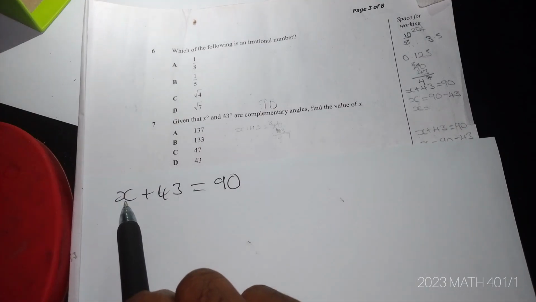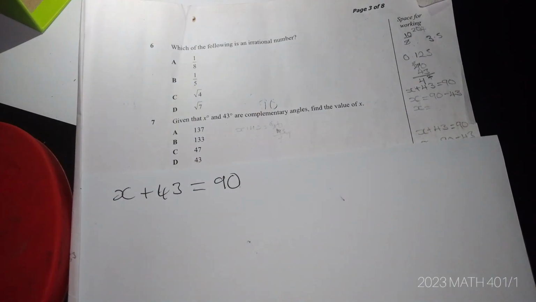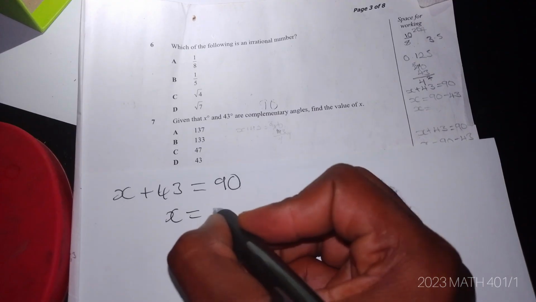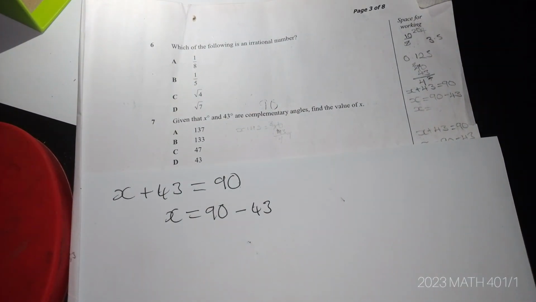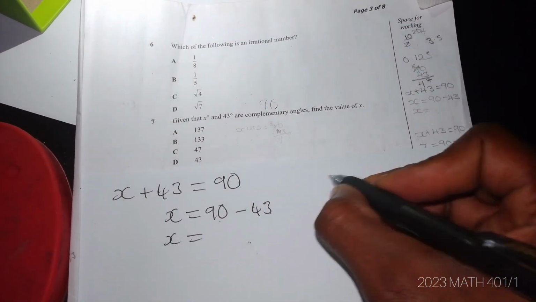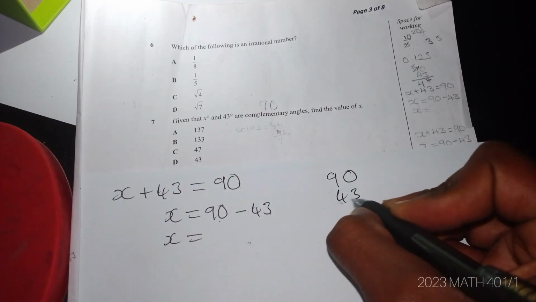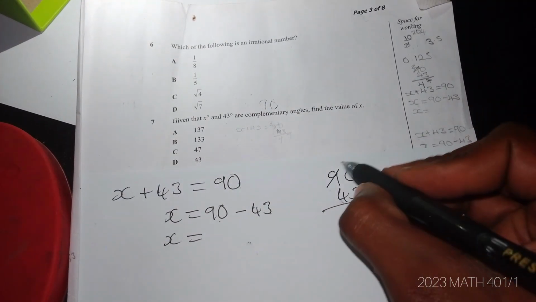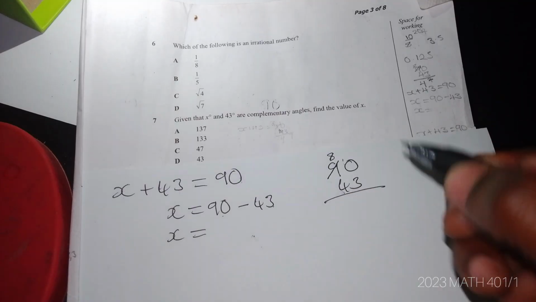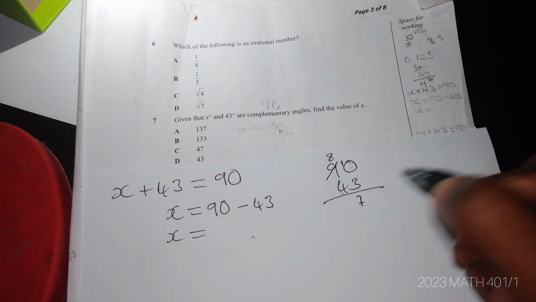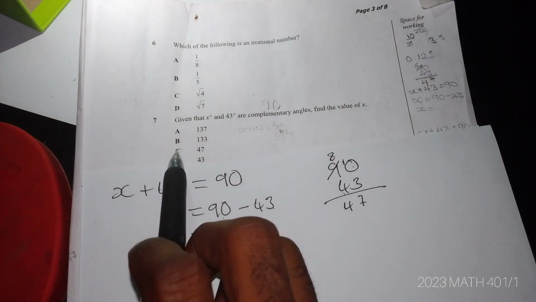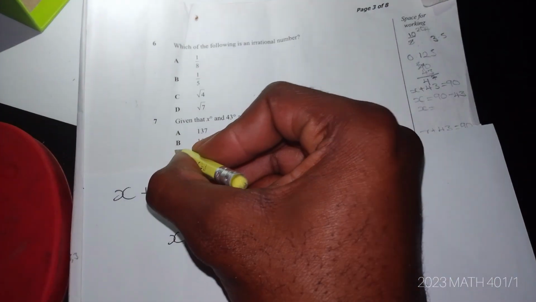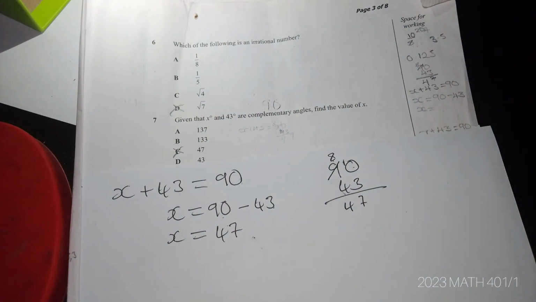So to solve for x, I can just collect the like terms and solve this equation. I can say x here, leave the 90 there, and take the 43 to the other side so that it's negative. Then x is equal to this minus this. We can do it like this for the sake of our friends who may not understand. So 10 minus 3, that's a 7. Then 8 minus 4, that's a 4. So we have 47, which is C in this case. So our answer here is C. Then we have a D there.